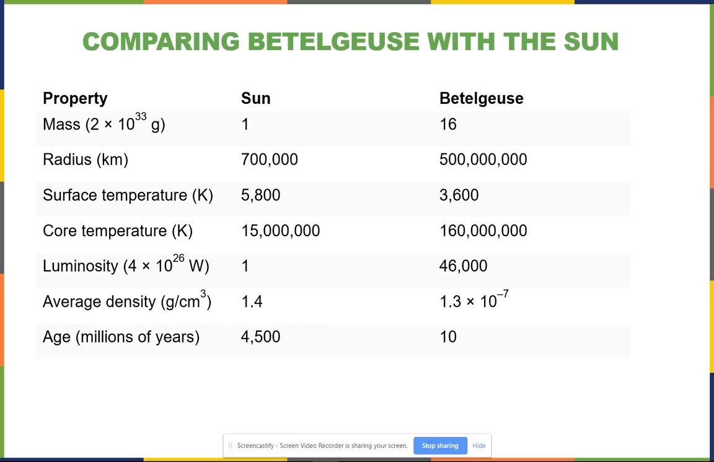Okay. Now check this one out. The average density. 1.4, right about the same as Jupiter, right? Betelgeuse is 1.3 times 10 to the minus 7. 10 million times less dense. Just from expanding so much. That's right, just from expanding so much. And then the final number, how old is it? The sun is about 4.5 billion years. Betelgeuse is only about 10 million years old.